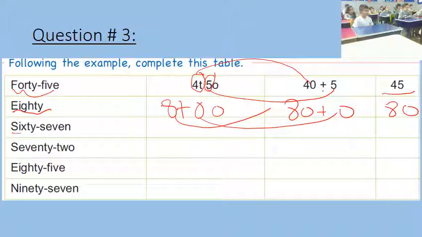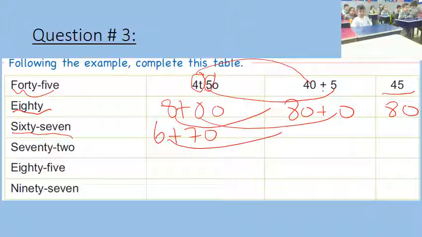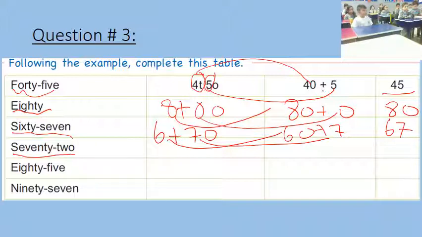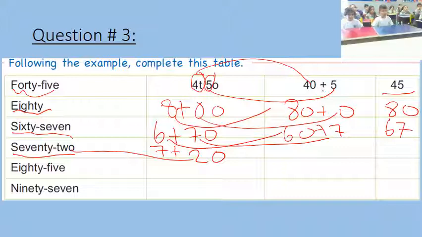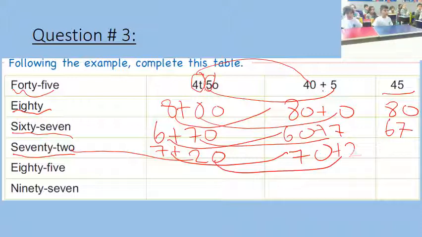Good job. What is this number? 67. How many tens? 6. And how many ones? 7 ones. 6 tens is how much? 60. And 7 ones? 7. 60 plus 7? 67. Bravo. What is this number? 72. Okay, how many tens? 7 tens. And how many ones? 2 ones. 7 tens is how much? 70. Bravo. And 2 ones is how much? 2. 70 plus 2?